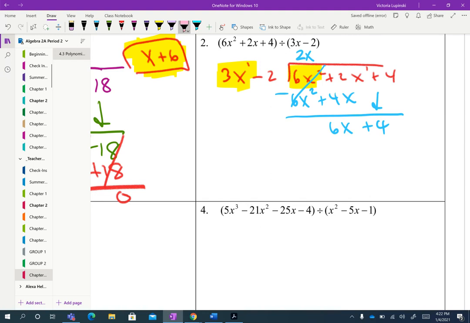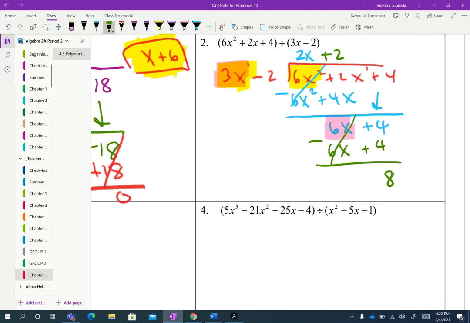When it comes to round 2, remember, first into first. So 3x times what gives you 6x? Hopefully you realize that's just a 2. 2 times 3x is a 6x. 2 times negative 2 is a negative 4. Draw the line, change the signs. The x's cancel. Careful, 4 plus 4 doesn't cancel. That actually becomes an 8. So the fact that 8 is your remainder, you can't go any farther because x's don't go into 8s. That's as far as you can go.